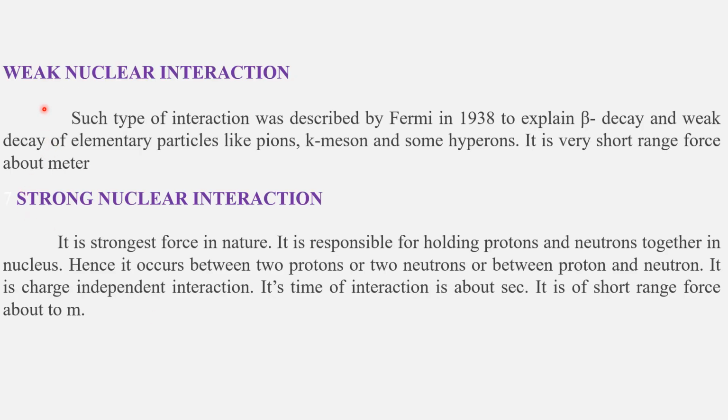And third one is weak nuclear interaction. This type of interaction was described by Fermi in 1938 in order to explain beta decay and weak decay of elementary particles like pions, K mesons, and some hyperons. It is a very short range force, about 10 to the power minus 18 meter.